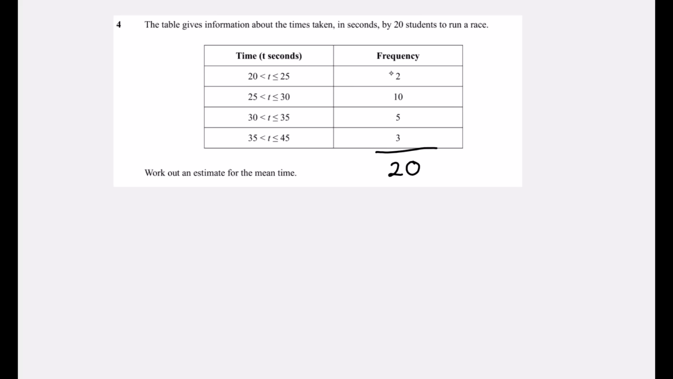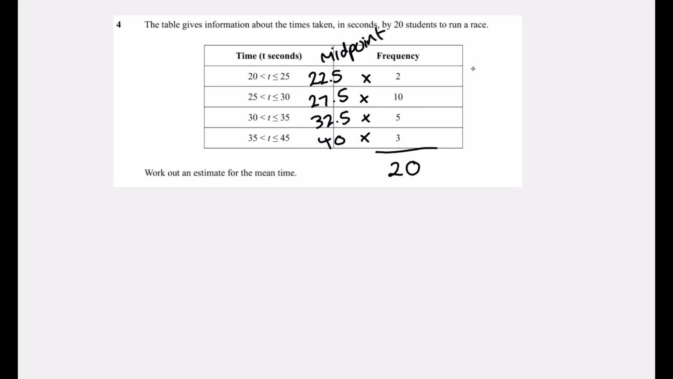So we know there's 2 between 20 and 25. We don't know their exact times. So what we do is we use the midpoint. We use the midpoint as our guess for both of their times. The same for these 10 students. We're going to say they're 27.5. We're going to say these 5 students were 32.5 seconds. And these 3 with a midpoint, which is 40.